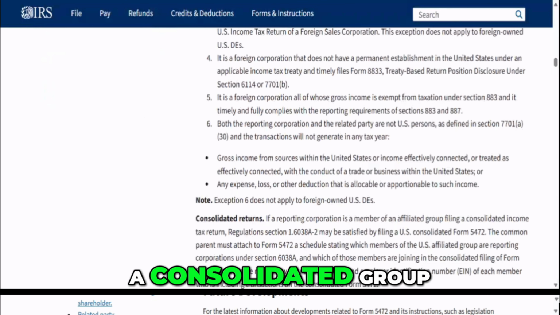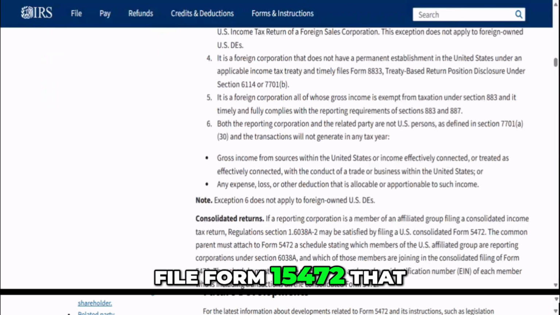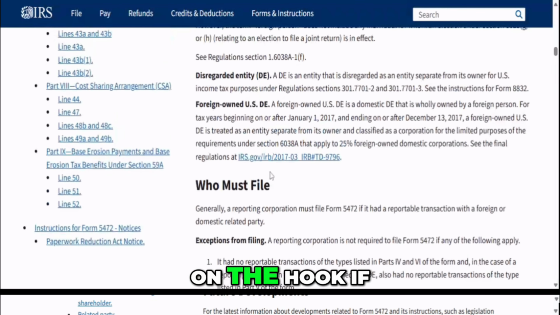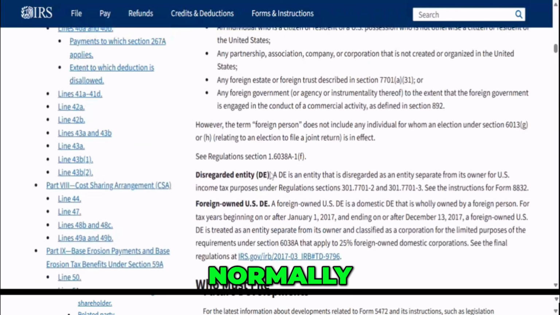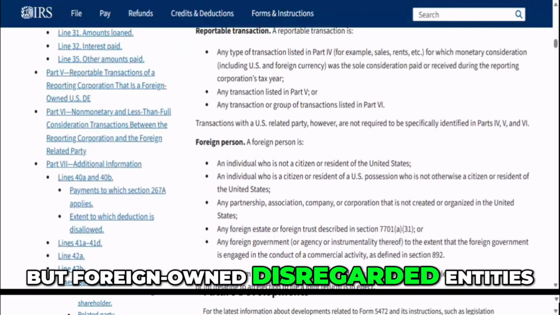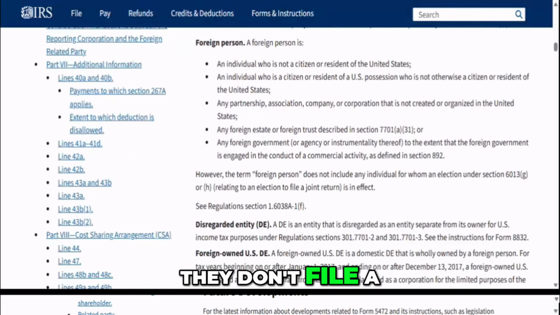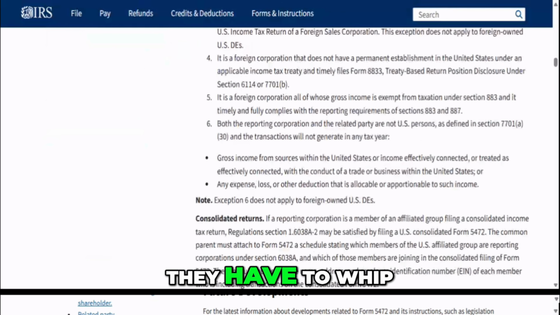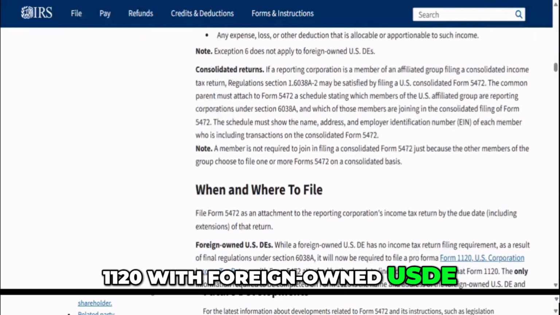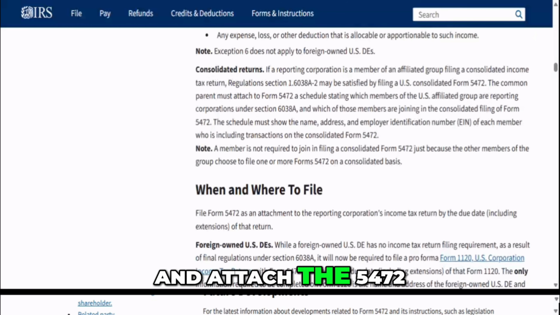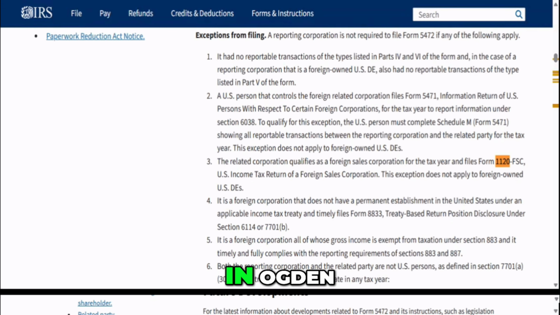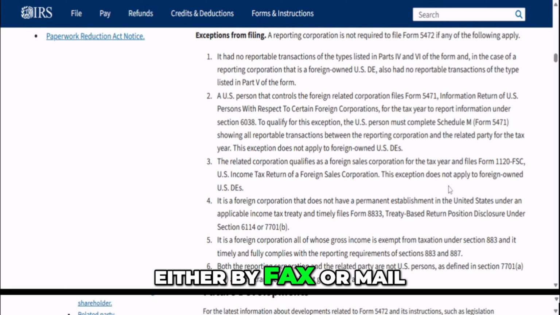If you're part of a consolidated group, your parent company might file one 5472 that covers the whole crew, but technically each company is still on the hook if something goes wrong. Normally, you just attach the form to your regular tax return, but foreign-owned disregarded entities are a little different. They don't file a normal return. Instead, they have to whip up a bare bones Form 1120 with foreign-owned USDE written across the top and attach the 5472. That package then goes off to the IRS in Ogden, Utah, either by fax or mail.